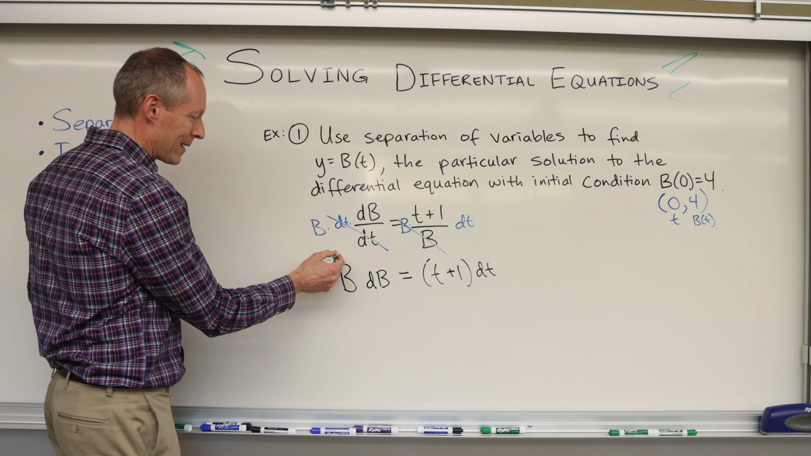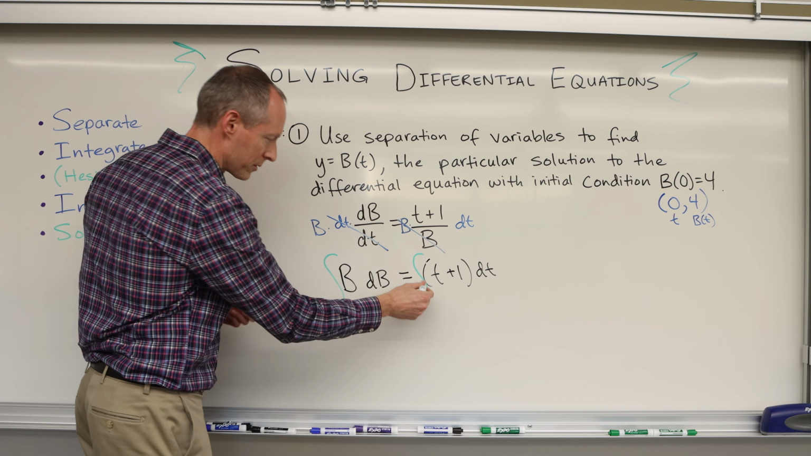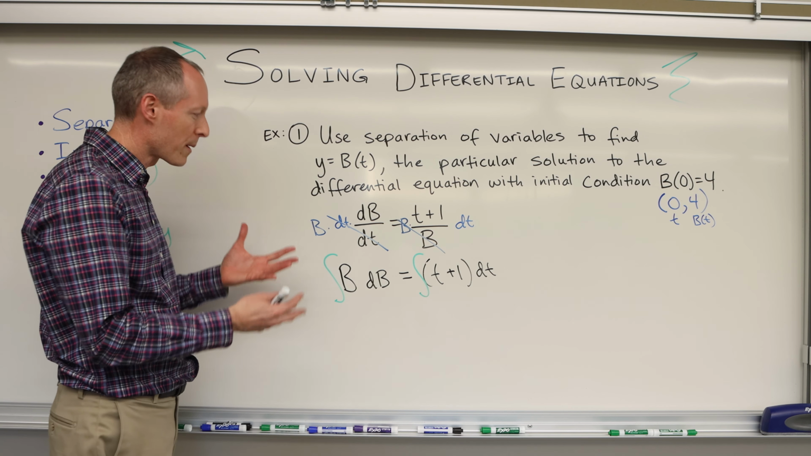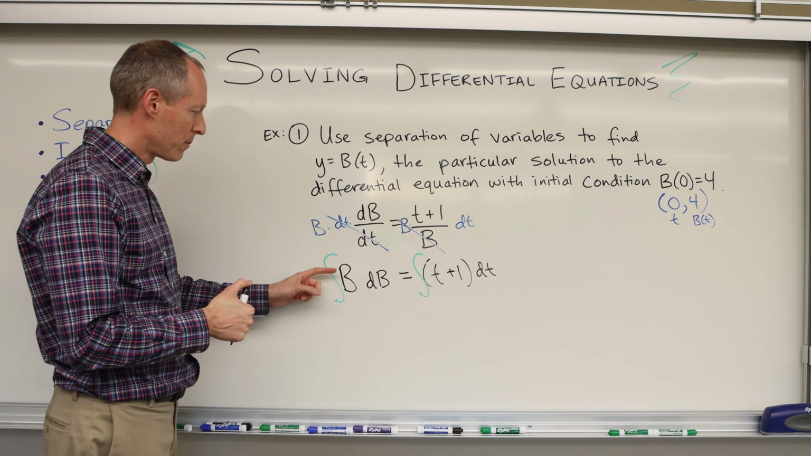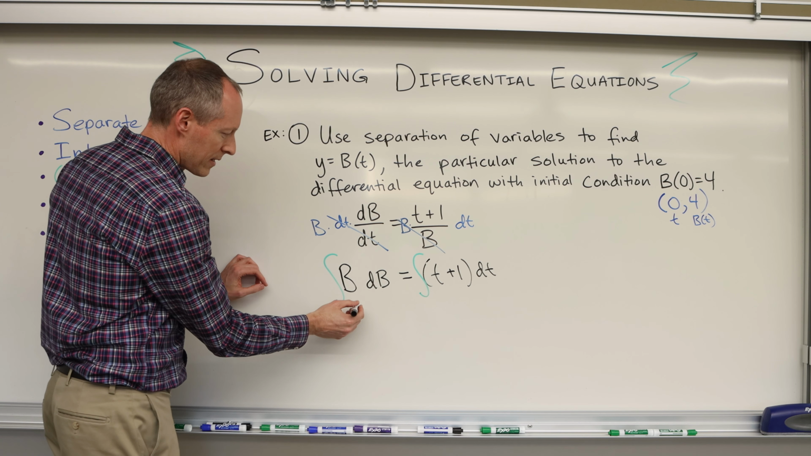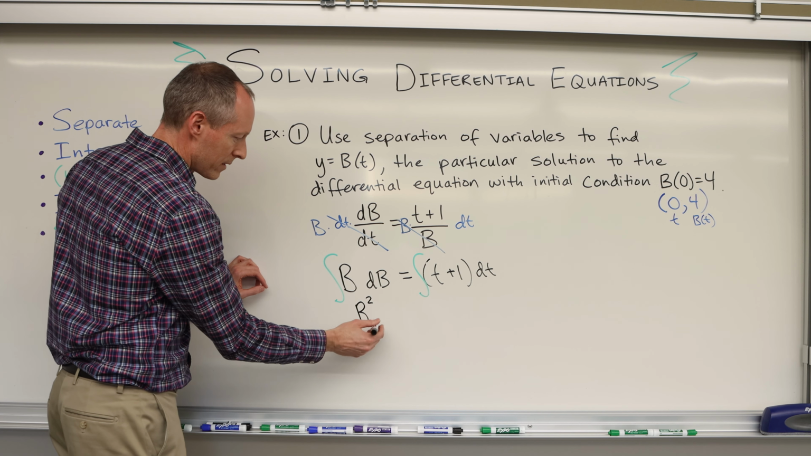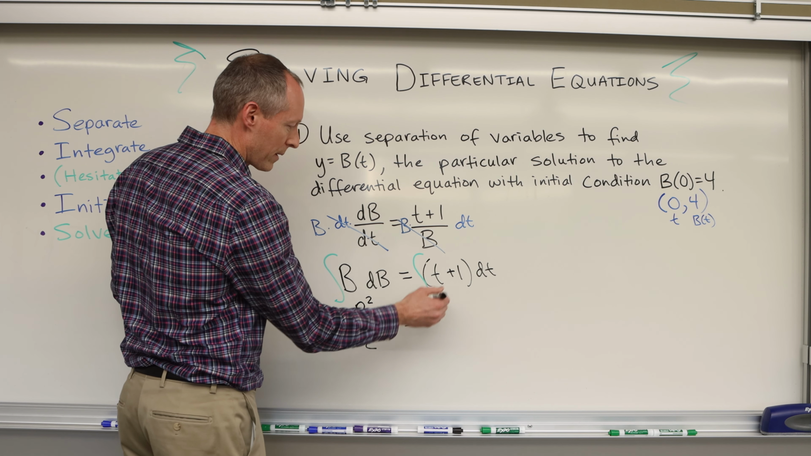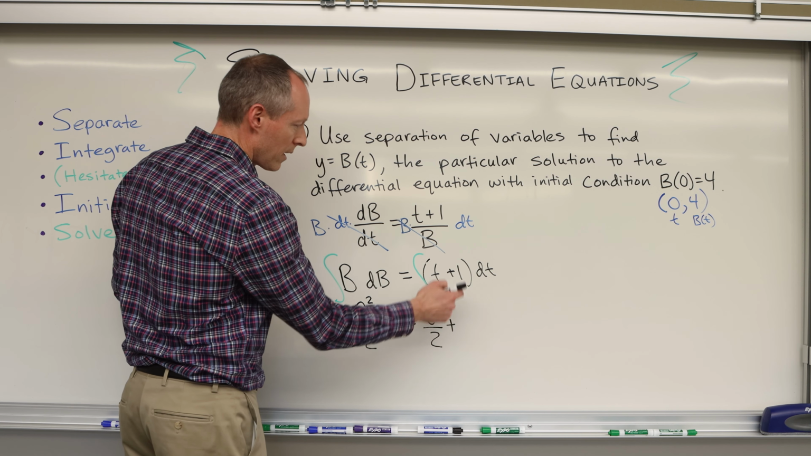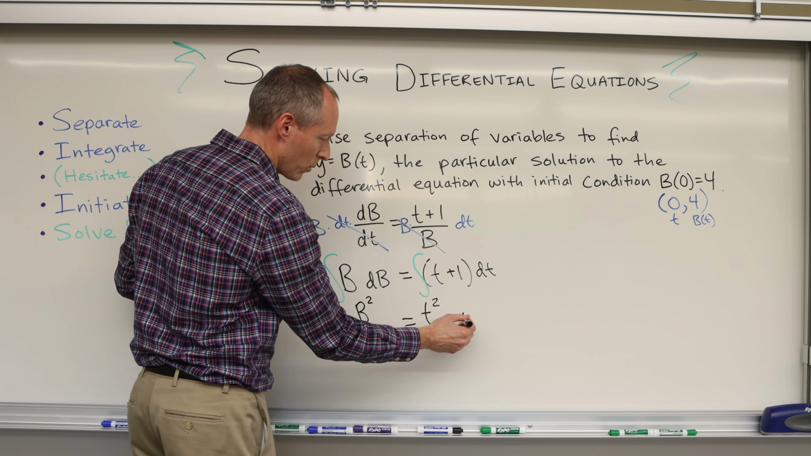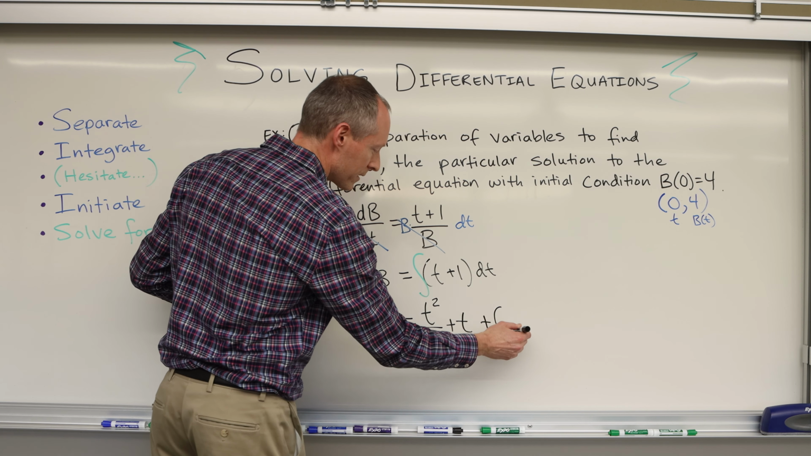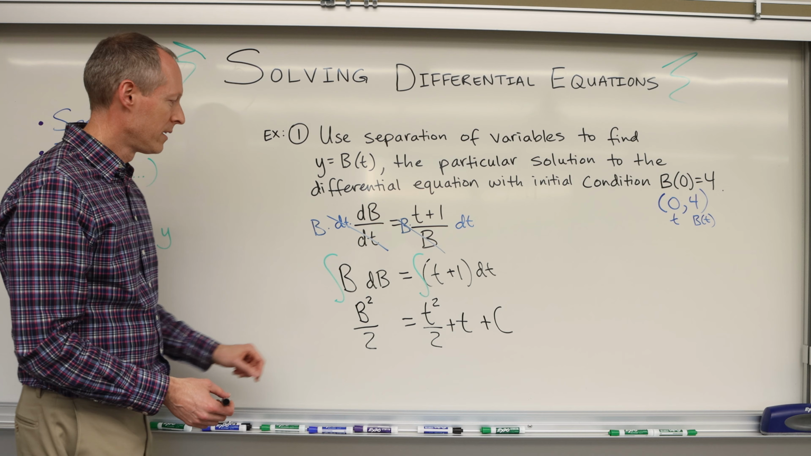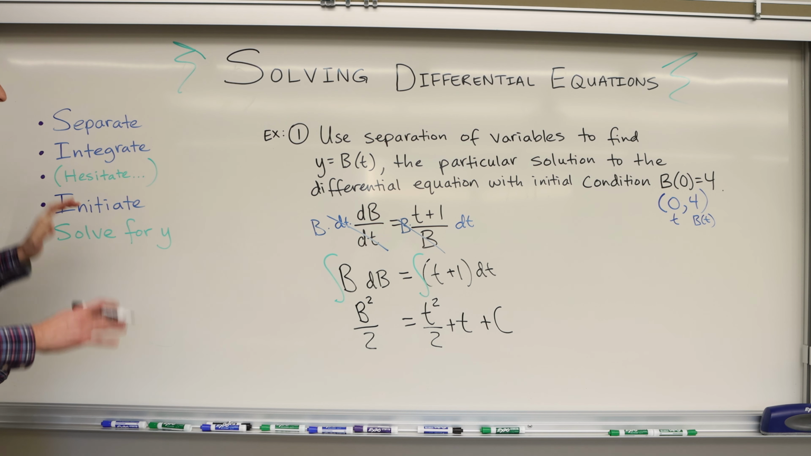So after you separate, then you integrate. There's the integral symbol, and you integrate both sides. For this video, I'm going to assume you already have some basic integration techniques. When you integrate capital B, you add 1 to the power, so it's B squared divided by 2, equals, and when you integrate t, same idea, you add 1 to the power, so t squared divided by 2, and then 1 gets the variable t, so it's just 1t, and then you put the constant at the end. So basically this is the antiderivative of that, and this is the antiderivative of this. We already did separate, integrate, now it's the hesitate.